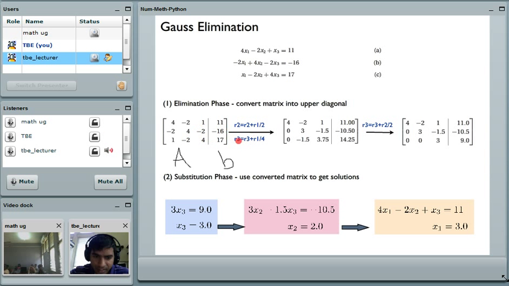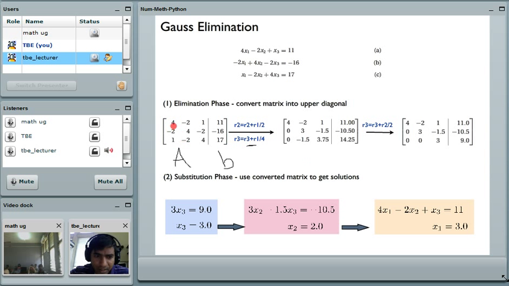So in this particular case, what I did is I took row 3 and said row 3 is row 3 plus row 1 divided by 4. So pardon me, this is row 3 minus row 1 by 4. So this should be a minus. This is R3 equals R3 minus R1 by 4.